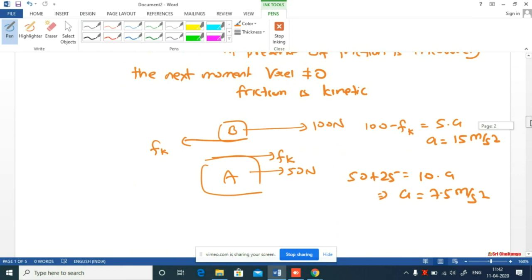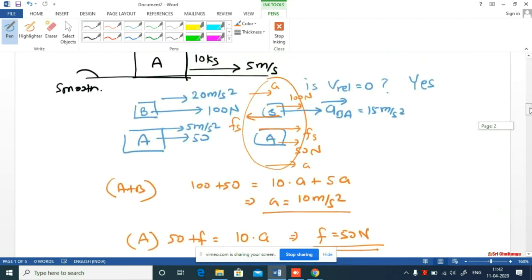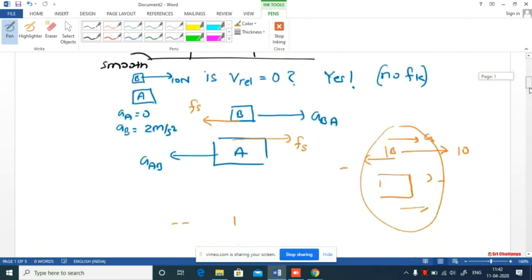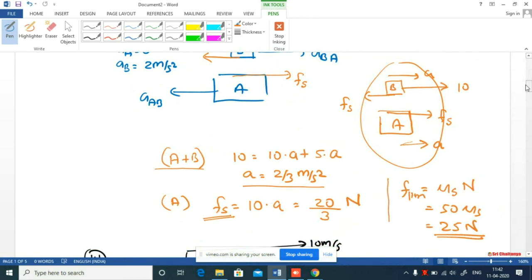Right. So I hope you learned how to navigate between the cases when friction is static and when friction is kinetic. Friction kinetic is very simple: v relative not equal to 0, friction is kinetic. Friction is static, well, that is something which requires a lot of analysis. There are a lot of conditions for that. First is that v relative should be equal to 0. Second, in absence of friction, a relative should be non-zero. Third, in presence of friction, a relative should be 0. And fourth, the friction acting should be less than the limiting friction. If all these conditions are satisfied, then we will say that the friction is static.